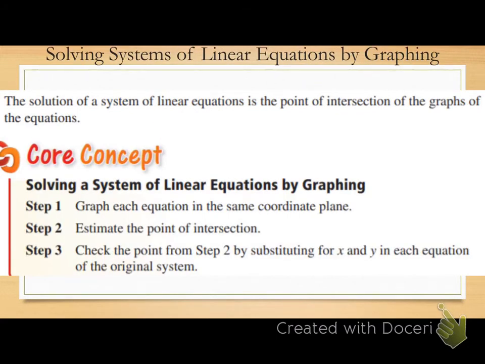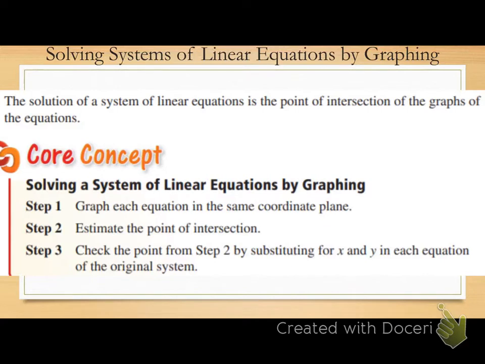All right. The solution of a system of linear equations is the point of intersection of the graphs of the equations. So that's how we're solving our systems of equations today, by graphing. There's our steps on how to solve by graphing. Step 1, graph each equation on the same graph, on the same coordinate plane. Step 2, estimate the point of intersection. Look at the point where the two lines cross each other. We're going to call that point our solution. Step 3, we want to check that point to see if it works for both of our equations. Everyone good with that?